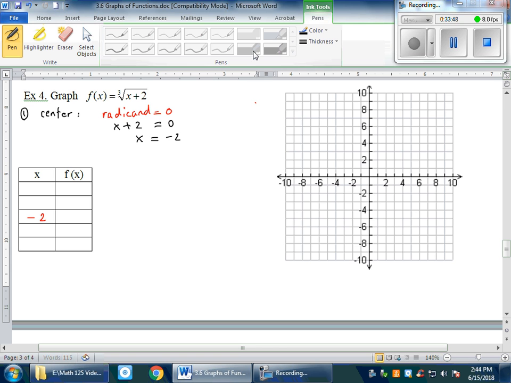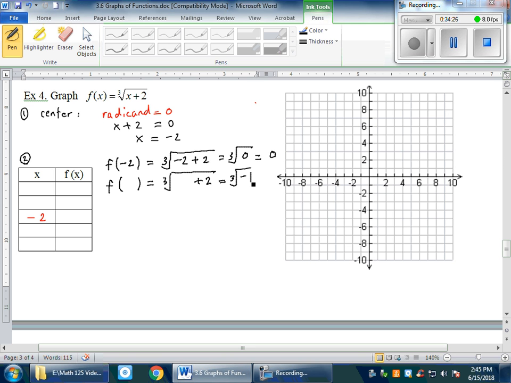And then we're going to pick the points on the left side and the right side of the center. So like before, let's compute at negative 2. This will be cube root of negative 2 plus 2, which is cube root of 0, equal to 0. Now, on the left-hand side of negative 2, what number do I need to pick? We can think about it like before: what is the next perfect cube number that is smaller than 0? It is negative 1, because negative 1 to the third power is negative 1. So that is a perfect cube number.